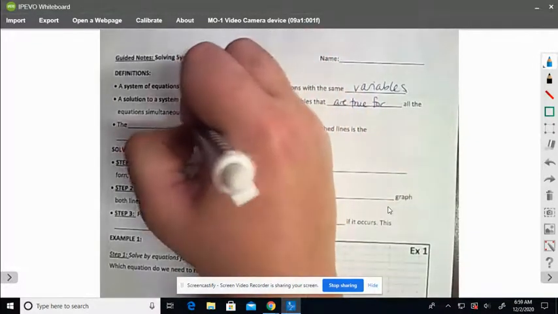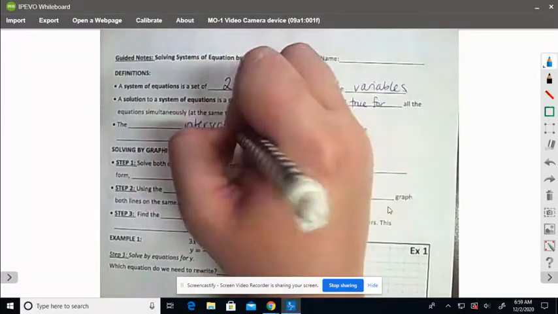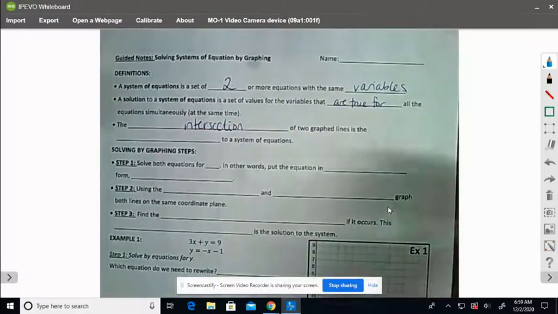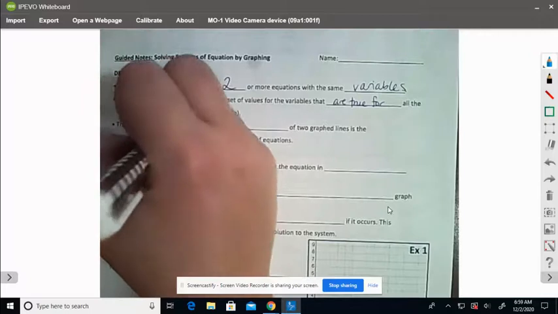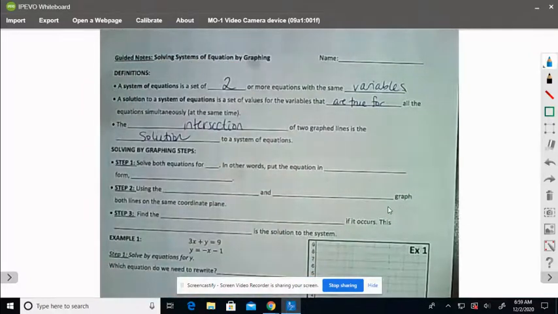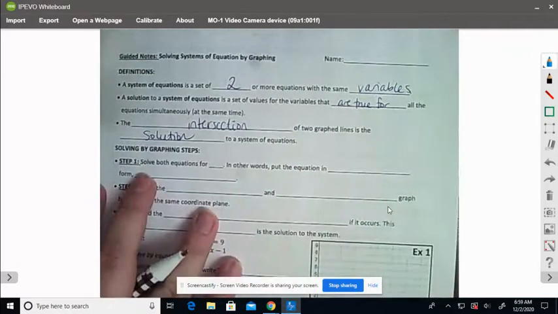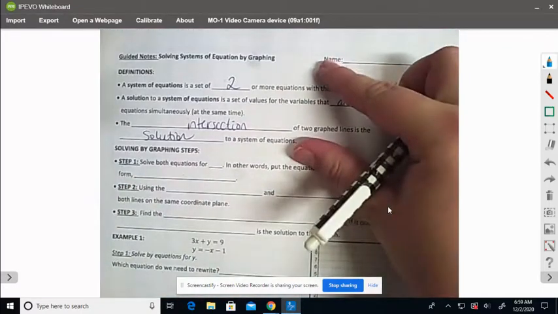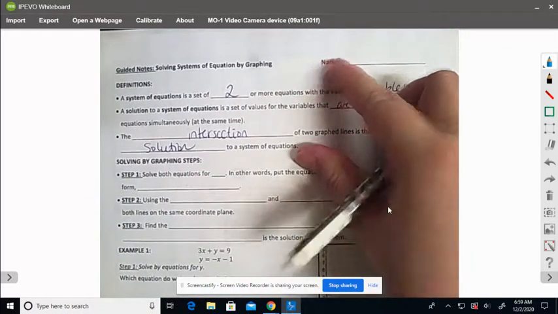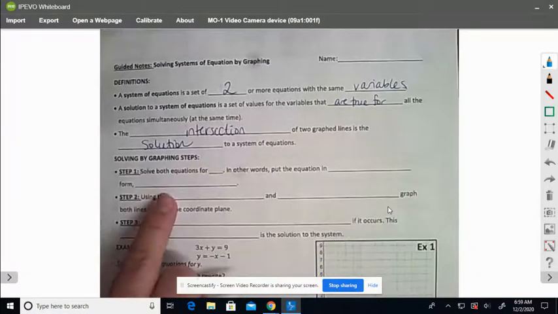The intersection of two graphed lines is the solution to a system. We have to solve, so these are our new steps. This should all be a review from the last two classes, but now this is where things get a little tricky.